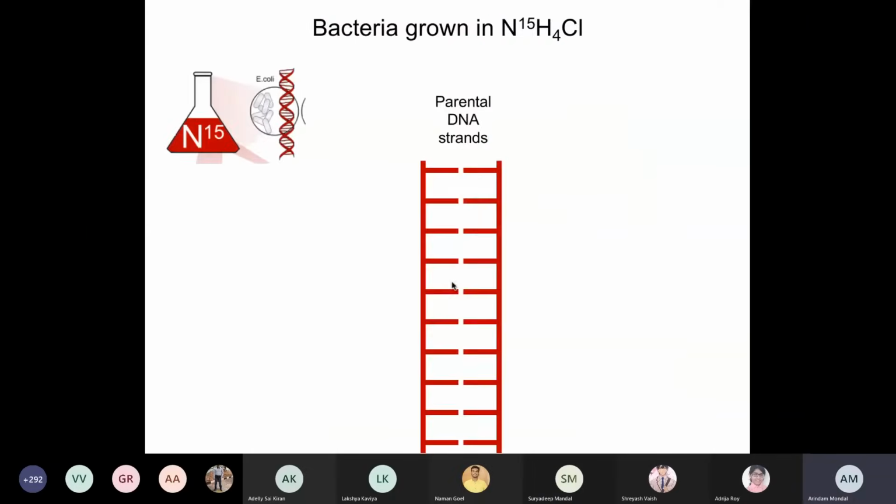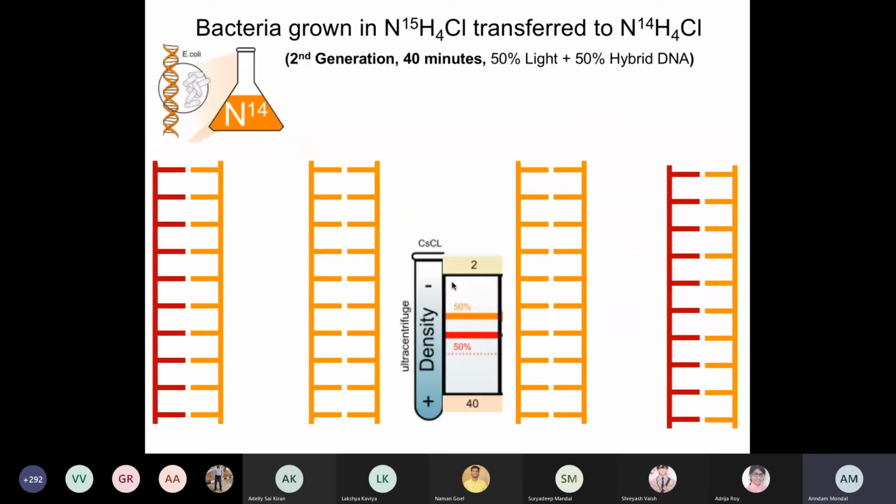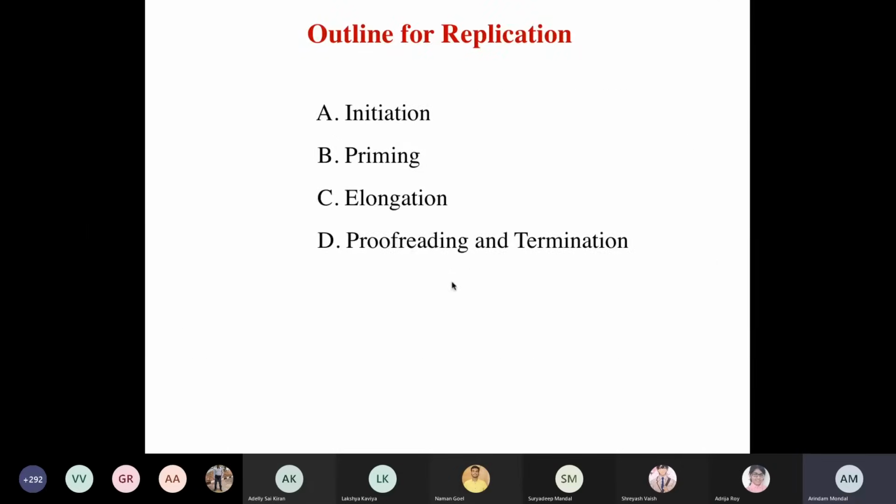Okay. Now moving on to the next topic. So now we know that the DNA replication happens in a semi-conservative mode. Now, how does the DNA polymerase perform this semi-conservative mode of DNA replication? This is what we are going to talk about.